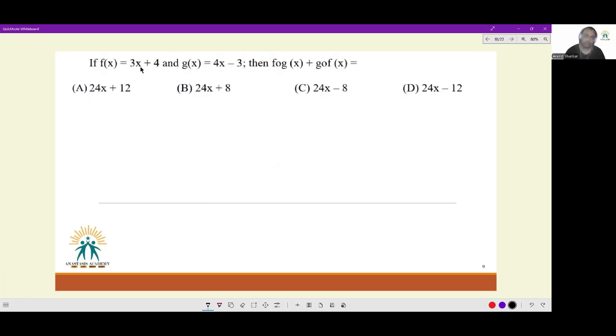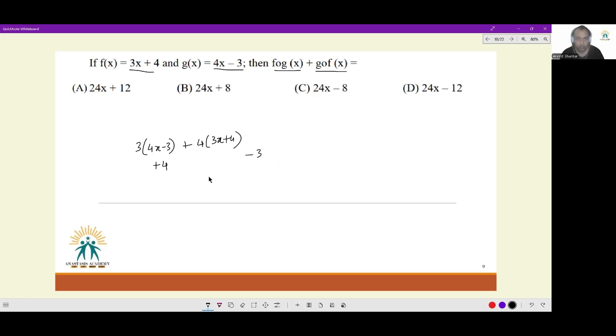Next, if fx is 3x plus 4 and gx is 4x minus 3, then f of gx and g of fx is equal to 3 times (4x minus 3) plus 4 times (3x plus 4). This is what has been asked of us to accomplish. But here we also have a plus 4, and here we also have a minus 3.